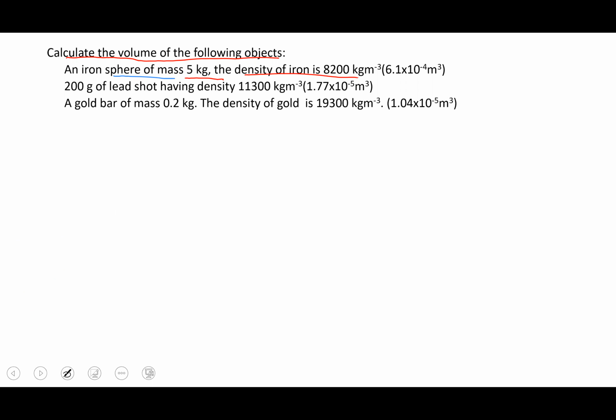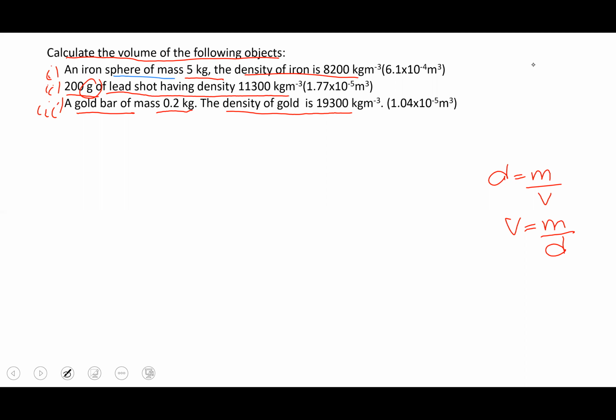And the second part says 200 grams of lead shot have a density of 11,300 kilogram per meter cube. And the third part says that the gold bar of mass 0.2 kilogram has a density of 19,300 kilogram per meter cube. Now, the formula of this will remain the same because density is equal to mass per unit volume, and by rearranging this equation it will be V is equal to m over d, where m is the mass and d is the density.